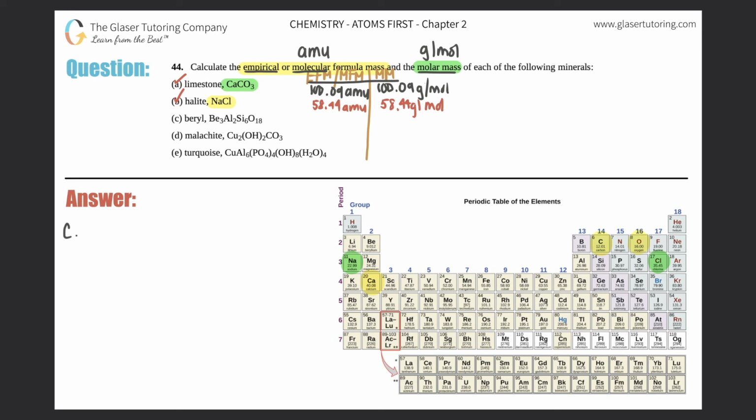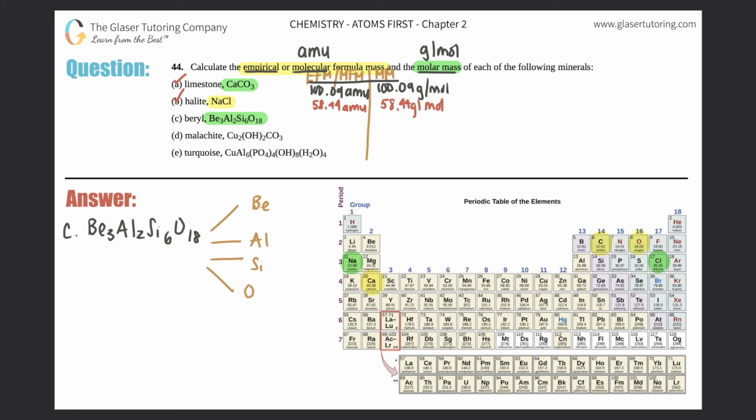C, beryl. So Be3Al2Si6O18. Right? This is the formula. Crazy, really long. How many different elements are here? There's 4. So 1, 2, 3, and 4. So we got beryllium, Be, aluminum, Al, silicon, Si, and oxygen, O.